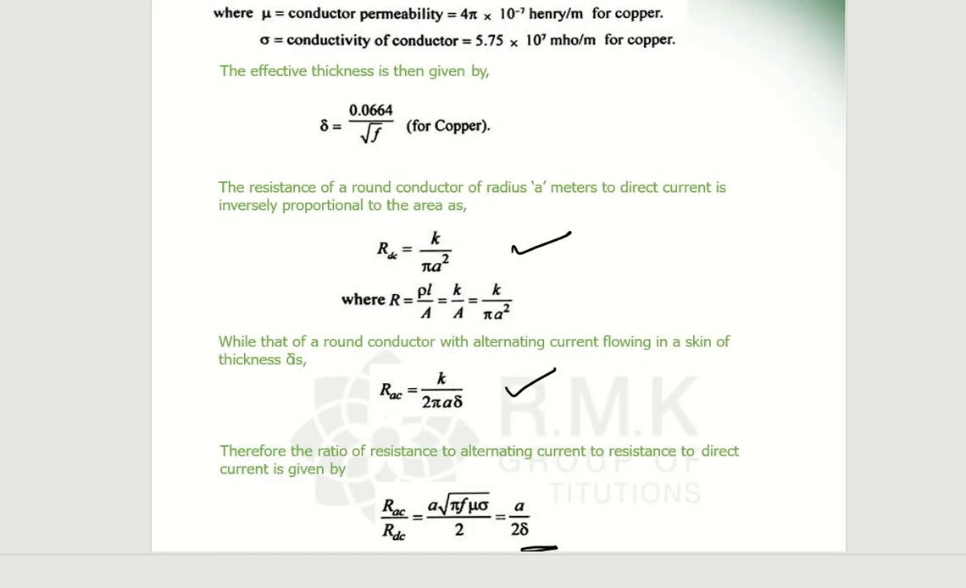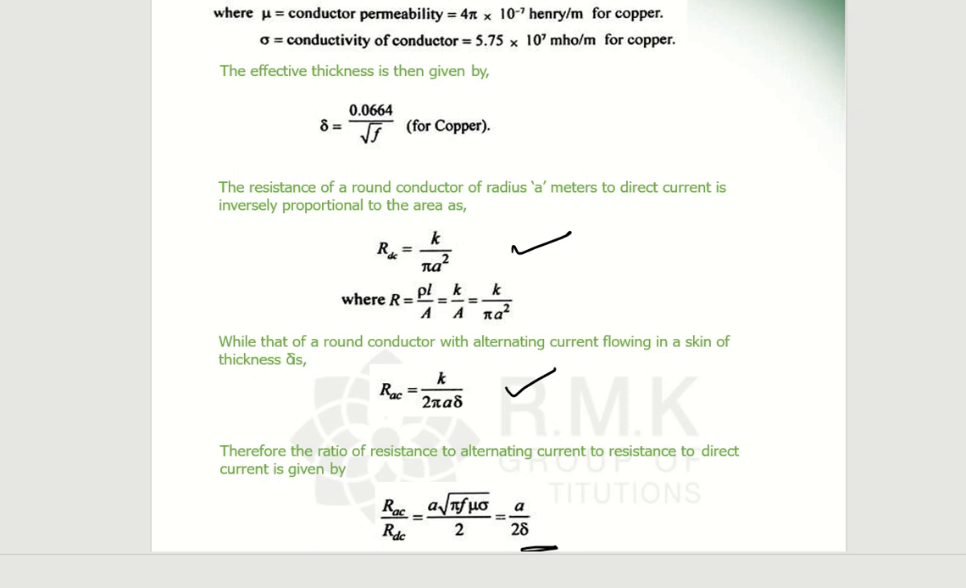Then mu, the conductor permeability, is equal to 4 pi into 10 to the power of minus 7 henry per meter for copper, and sigma, the conductivity of the conductor, is equal to 5.75 into 10 to the power of 7 mho per meter for copper. The effective thickness is given by del is equal to 0.0664 divided by root of f for copper. Then we saw the DC resistance formula and AC resistance formula.